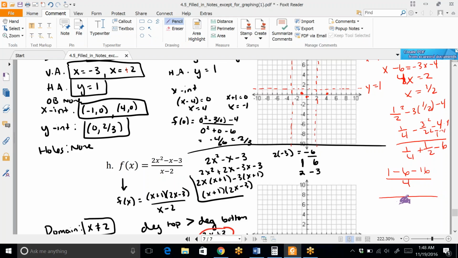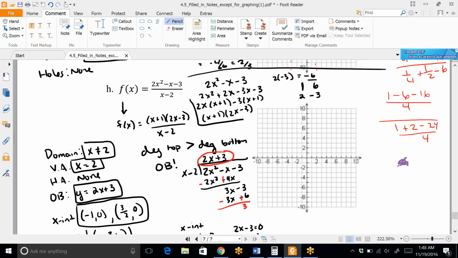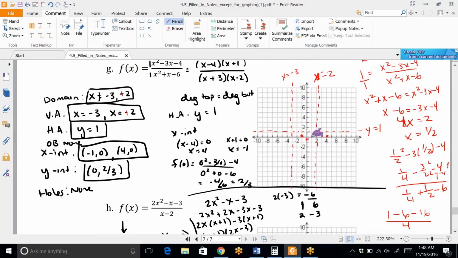And do the same thing down here. This would make this 1 plus 2 minus 24 over 4. And that comes out to negative 21 over 4 over negative 21 over 4, which equals positive 1. So of course that makes sense because you're crossing the horizontal asymptote. So at 1/2, we're going to cross at positive 1.